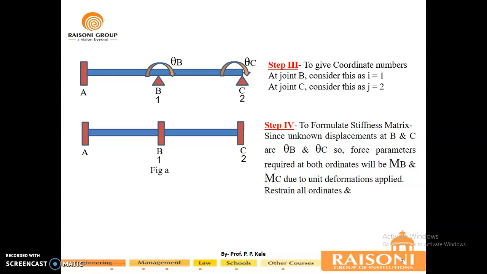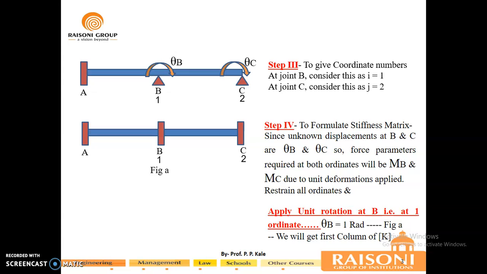First of all, consider each support as a fixed support and apply unit rotation at ordinate 1. Ordinate 1 is our point B. Applying unit rotation means putting theta b equal to 1 in the entire structure. Now we are going to rotate only support B. Since B is an intermediate support, whenever we rotate it, its effect will be on A and C also. So the A and C supports will also get influenced.